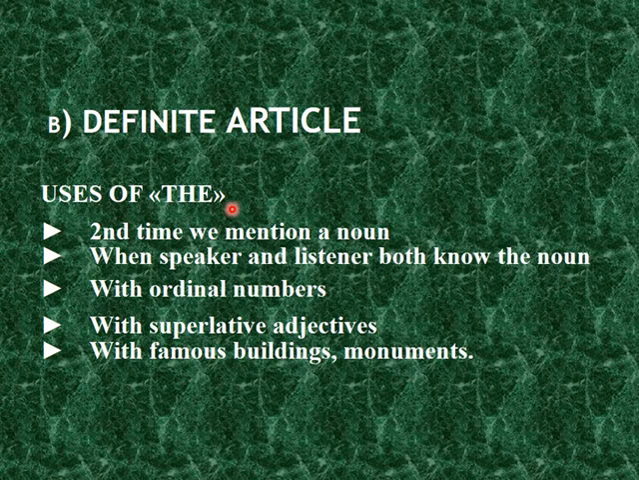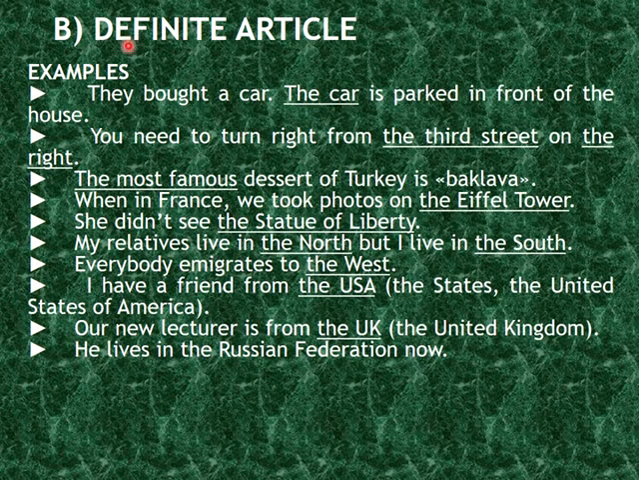Let's see the uses of the definite article the. When we mention a noun for the second time, when speaker and listener both know the noun, with ordinal numbers, with superlative adjectives, with famous buildings, monuments. Let's see some examples and learn where they are used.